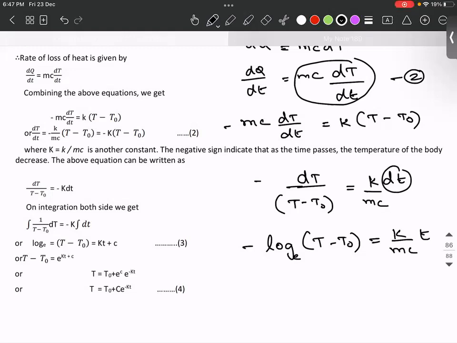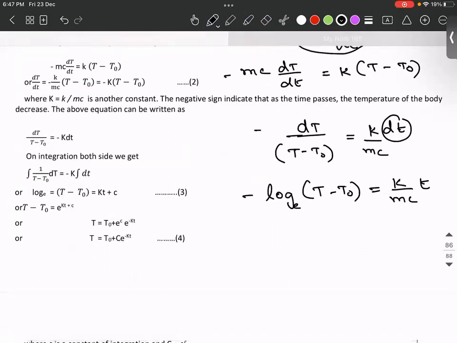When you are integrating on both sides without limits, it's called indefinite integration, and you need to add a constant. That constant is some C. Or I'll write it as some other constant, since C is already used now.